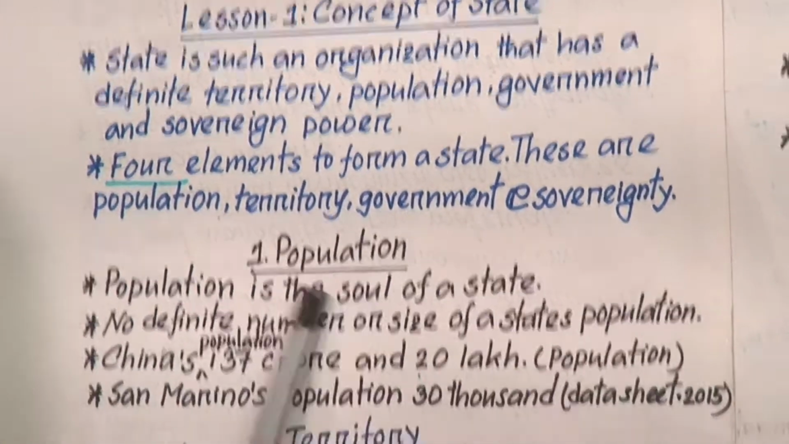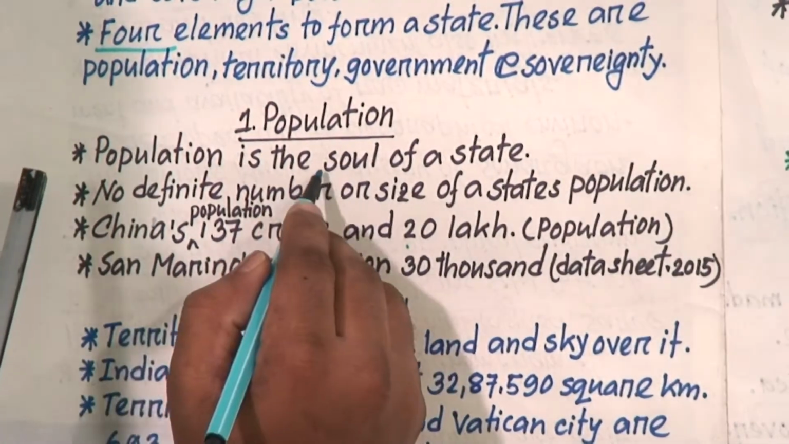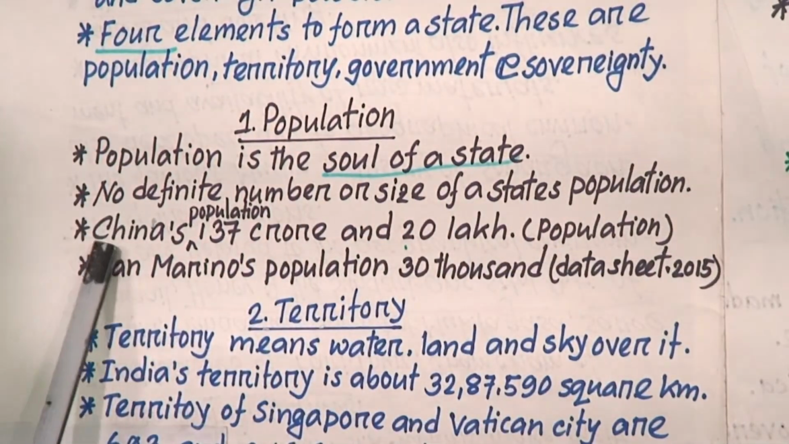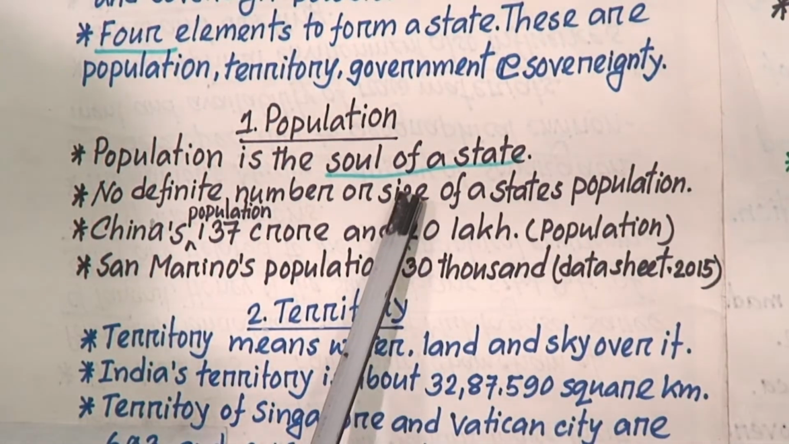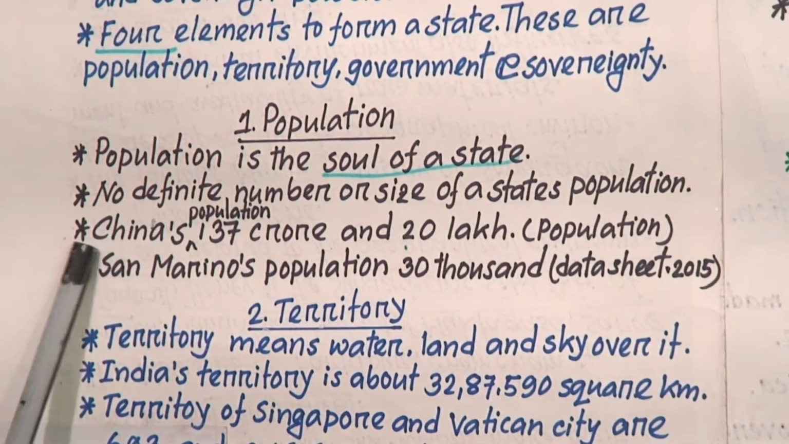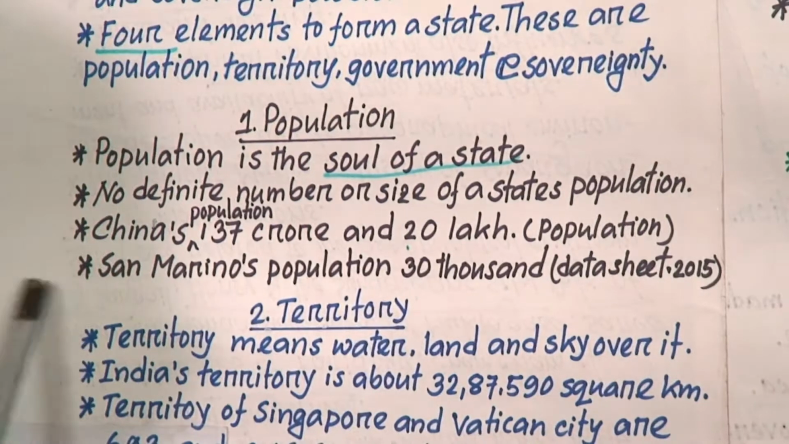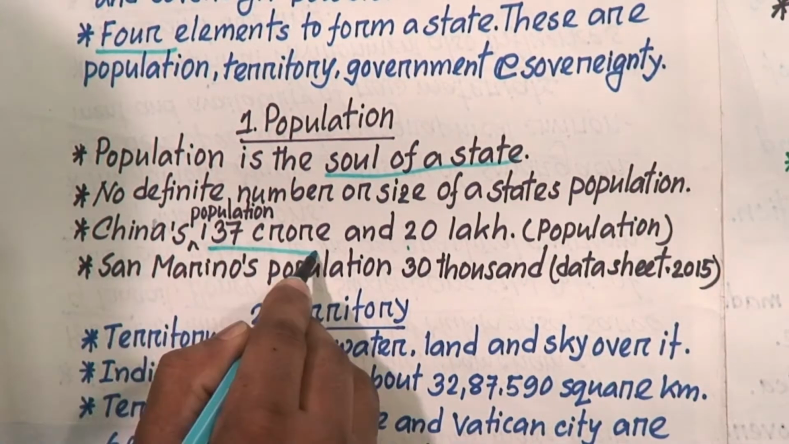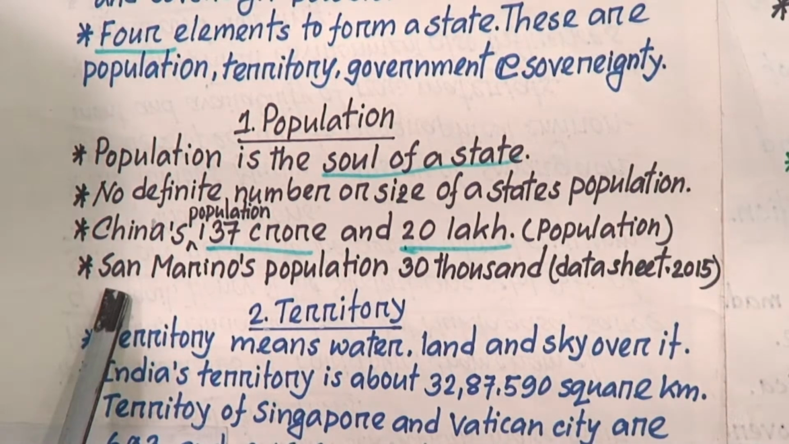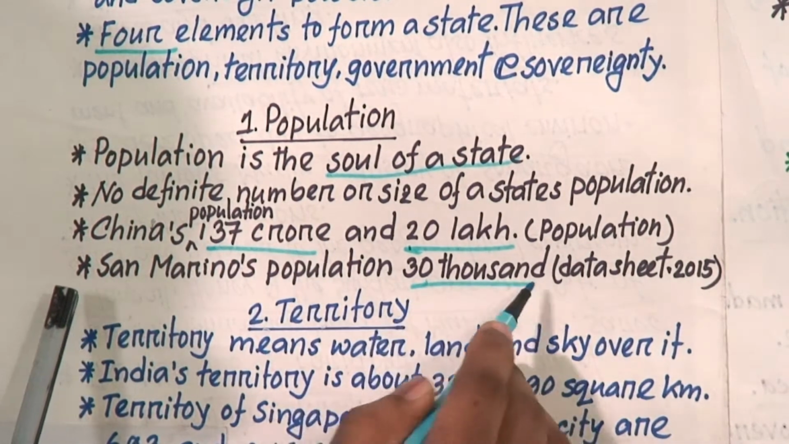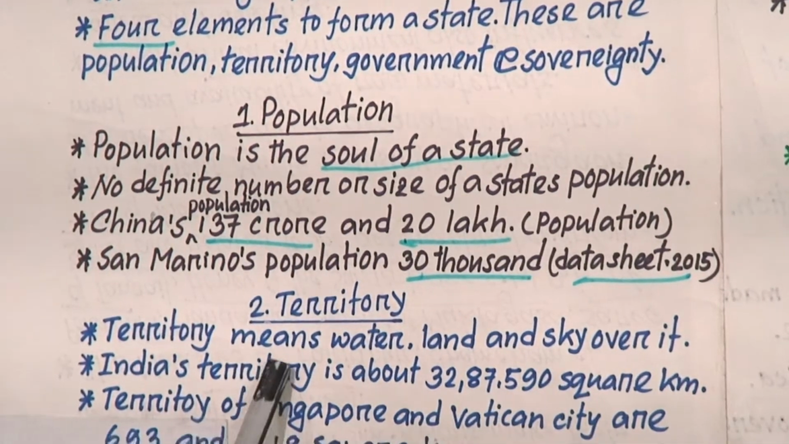First one, population. Population is the soul of a state. No definite number or size of a state's population is fixed. China's population is 137 crore and 20 lakh. San Marino's population is 30,000 only. Data sheet 2015.